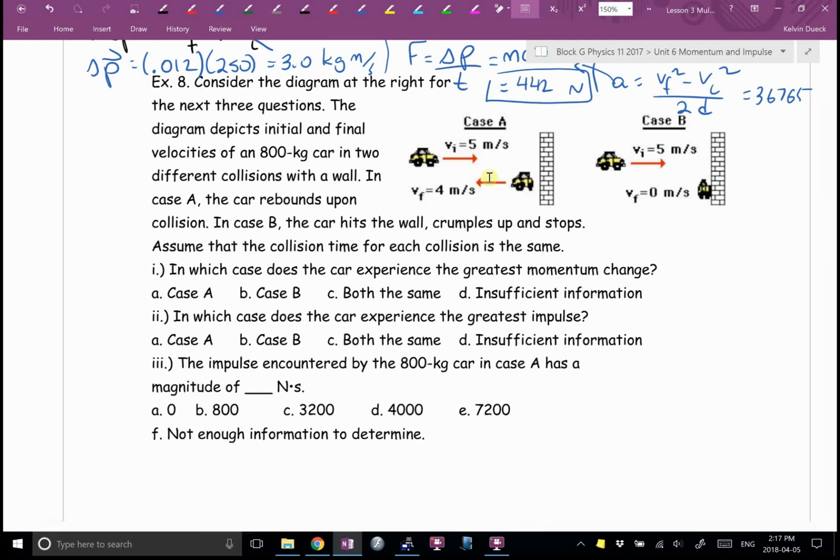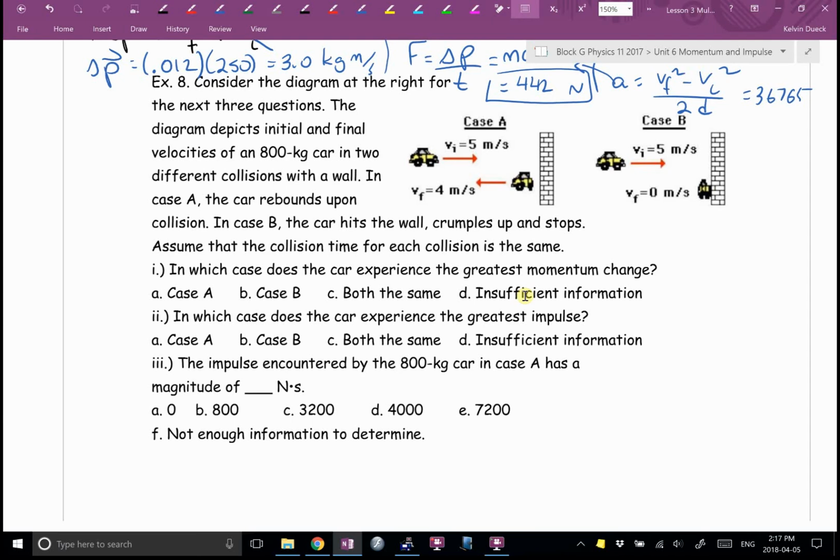In which case does the car experience, so now we're going to answer these questions right here. Let's assume the collision time for each collision is the same, and they're identical cars, so the mass is the same. In which case does the car experience the greatest momentum change? Case A, case B, both the same, or can't tell? Once again, we get a chance to vote, and how high you hold your hand up is how sure you are of the answer. Which situation experiences the biggest momentum change? A, B, C, or D?